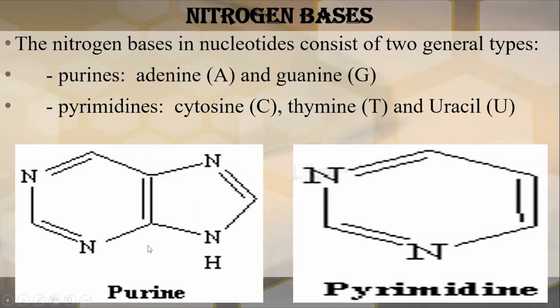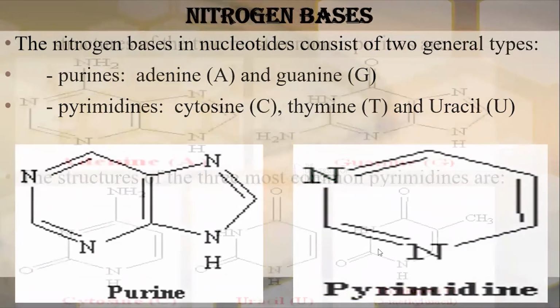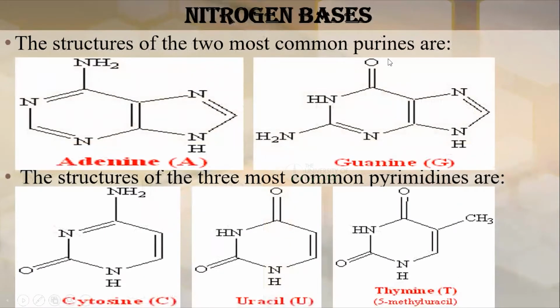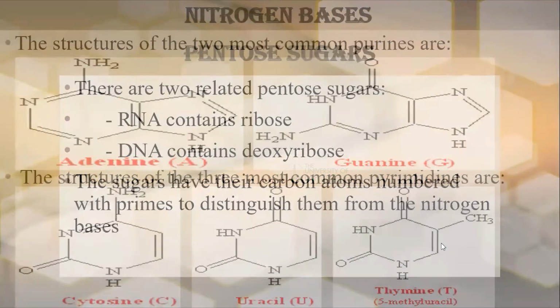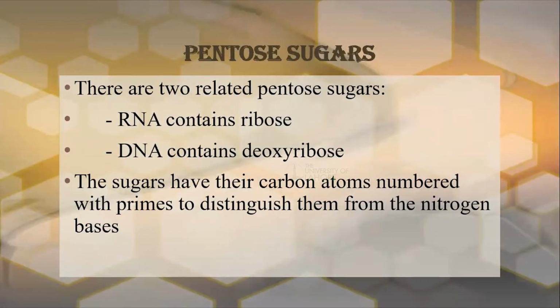You can see the structure of the purines and the pyrimidines. The structures of the 2 most common purines are adenine and guanine. The structures of the 3 most common pyrimidines are cytosine, uracil, and thymine. So we have pentose sugars. There are 2 pentose sugars: RNA contains ribose and DNA contains deoxyribose.